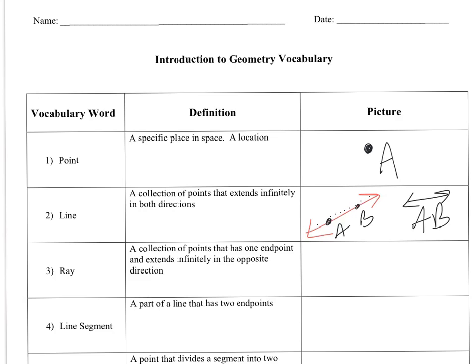The next one, a ray, is a collection of points that has one endpoint and extends forever infinitely in the opposite direction. And that would be denoted by, let's say, 3 points here. We'll call them C, D, and E. And this would be ray CE with an arrow going that way.